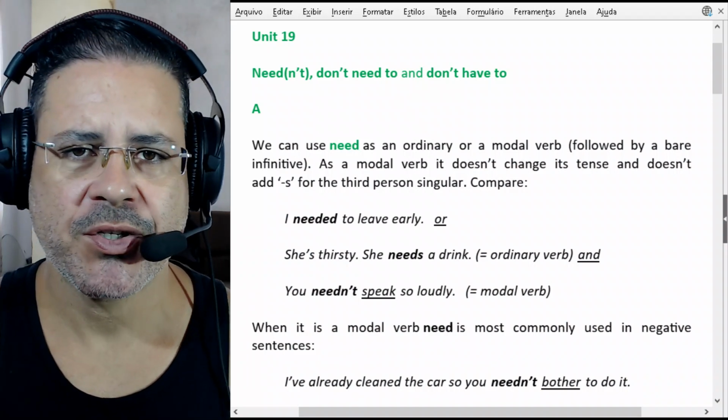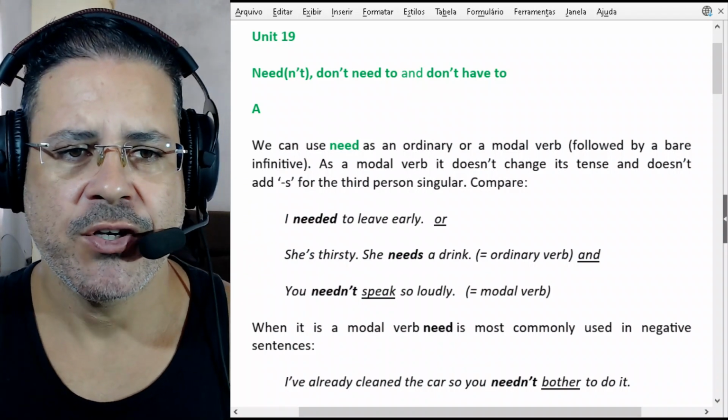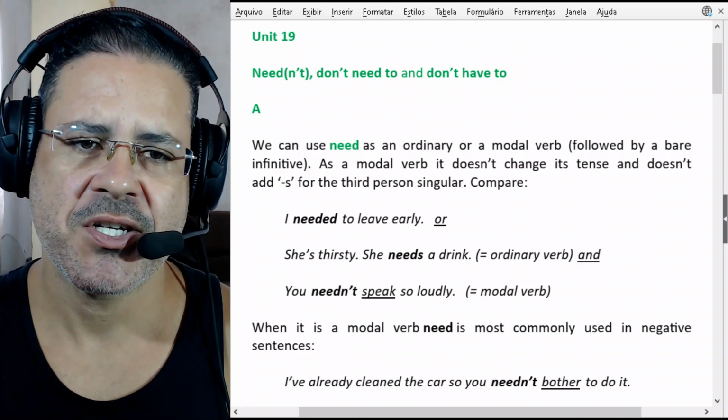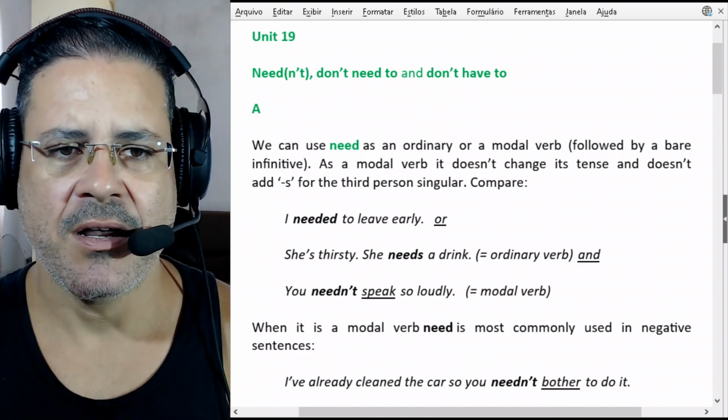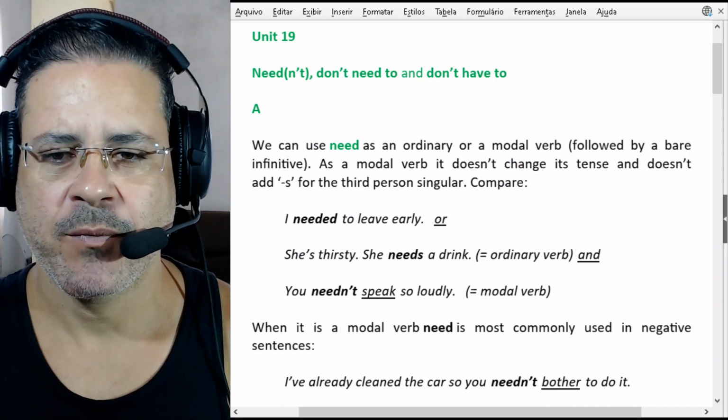Today we're going to be talking about another unit. This is Unit 19 of our Advanced British English course.